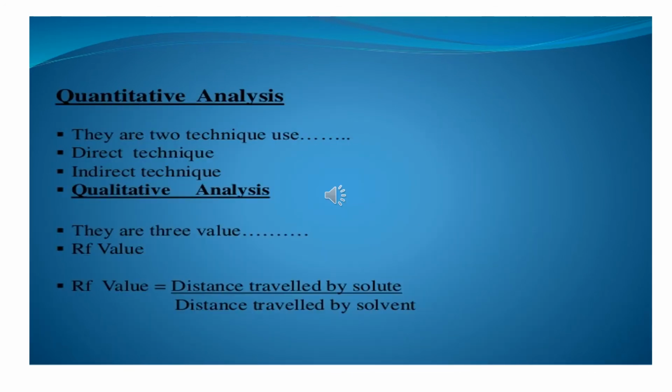Quantitative analysis. There are two techniques used. First is the direct technique, second one is the indirect technique. Then qualitative analysis, there are three values. Rf value is equal to distance traveled by solute divided by distance traveled by solvent.